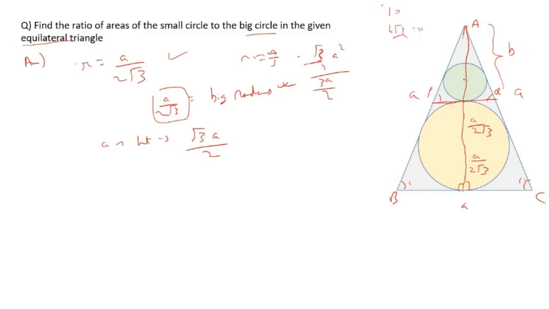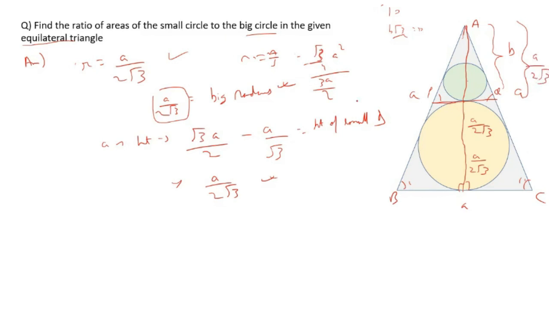So basically, to find out this height, I need to subtract this portion from the total height. So it is root 3 a by 2 is the total height, and whatever gets covered here, a by 2 root 3 plus a by 2 root 3 is a by root 3. Right, so this is the remaining portion. This is the height of the smaller equilateral triangle. So this becomes a by 2 root 3. So this entire height, basically, this height is a by 2 root 3.